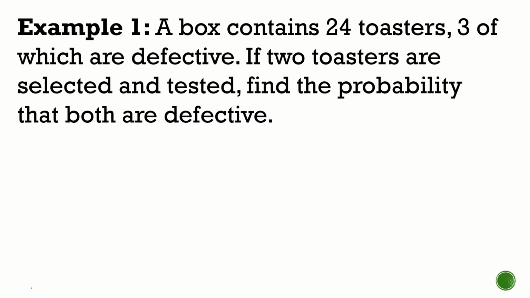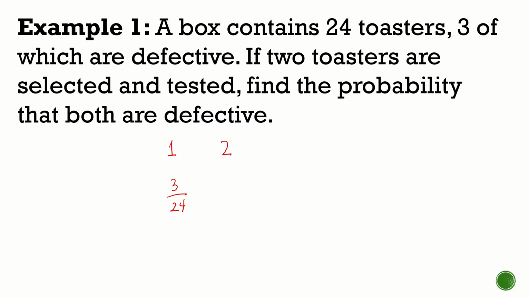Here we go, the first one. A box contains 24 toasters, 3 of which are defective. If 2 toasters are selected and tested, find the probability that both are defective. So, 2 toasters are selected. Here, first try, second try. On the first try, the probability of getting a defective is 3 over 24. Why is that? Because there are 3 defectives and there are 24 toasters.